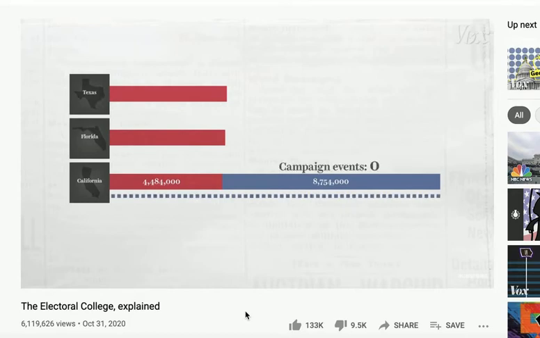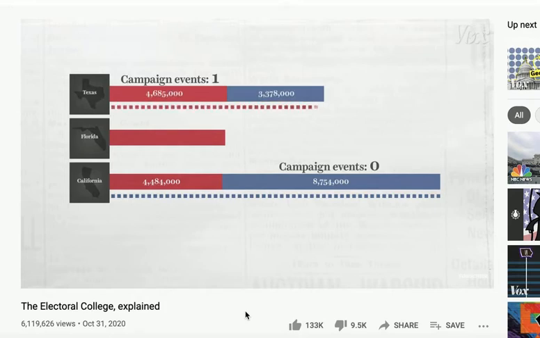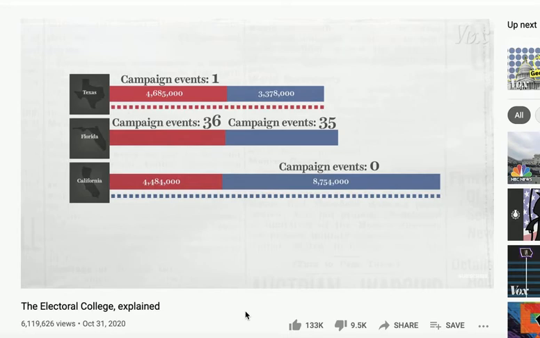Clinton never even campaigned in California. Polling showed she'd easily win the state. Trump only visited Texas once. He knew he'd basically have that state's electoral votes locked. But they both visited Florida 35 or more times.